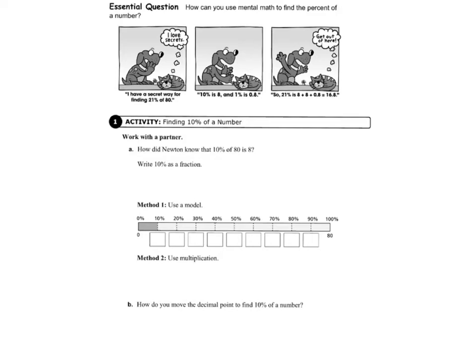So our activity, number 1, is finding 10% of a number. How did Newton know that 10% of 80 is 8? So first of all, we write 10% as a fraction. And that, as we recall from previous days, looks like 10 over 100. And when we simplify that, it equals 1/10.